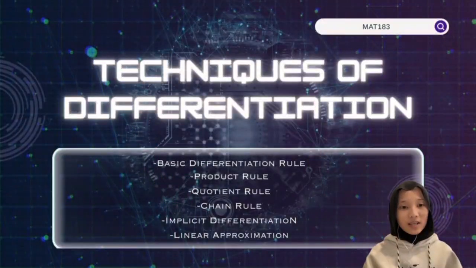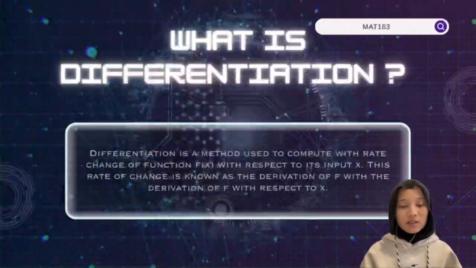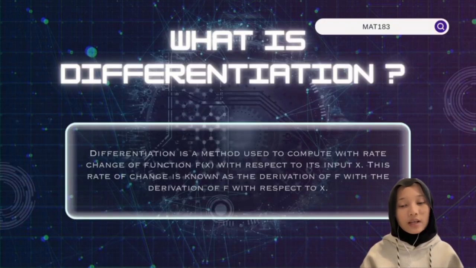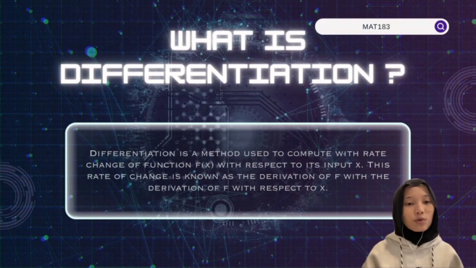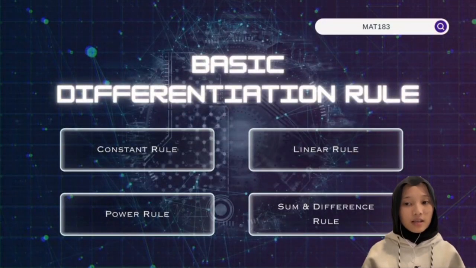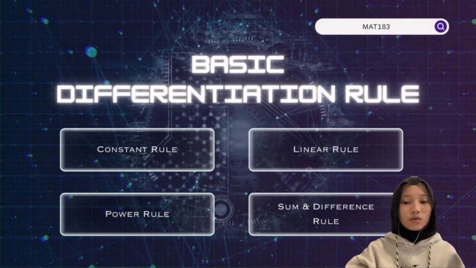So today I will explain about techniques of differentiation. First of all, differentiation is a method used to compute the rate of change of a function f(x) with respect to its variable x. This rate of change is known as the derivative of f with respect to x. So the first technique is the basic differentiation rules, which include the constant rule, linear rule, power rule, and sum and difference rule.